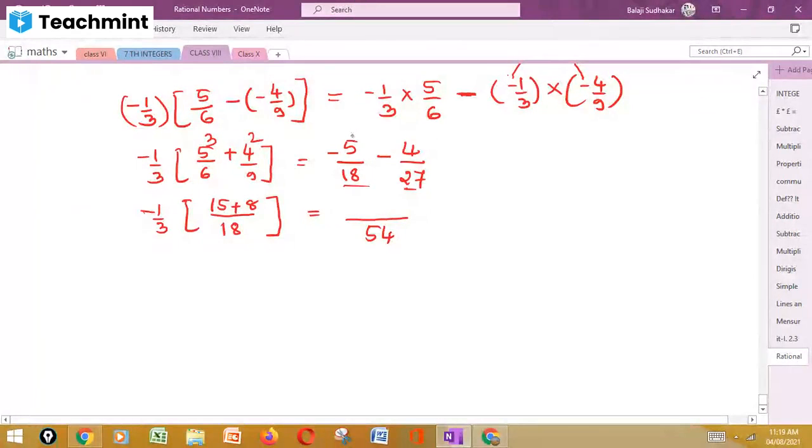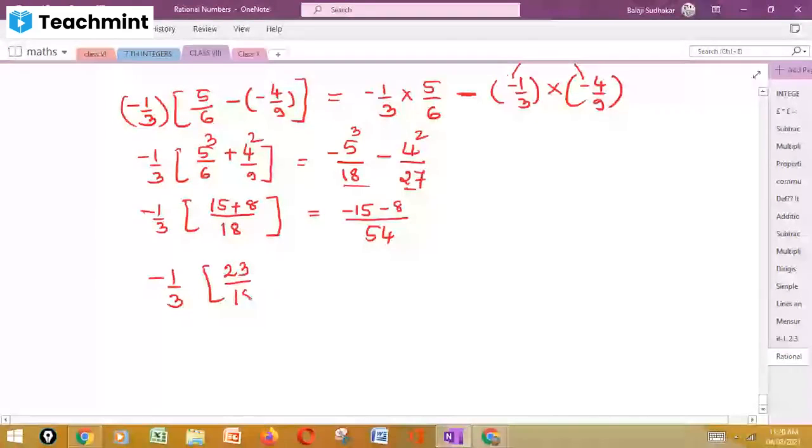Let us check. 18 threes are 54. 27 twos are 54. Is it right? 5 threes are 15, so minus 15. Next, minus 8 is there, 4 twos are 8. Here, 15 plus 8 is what? 23.